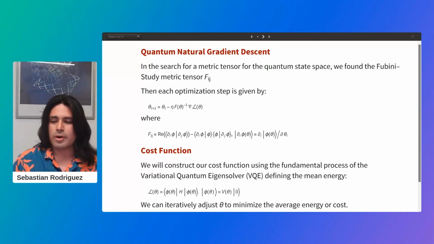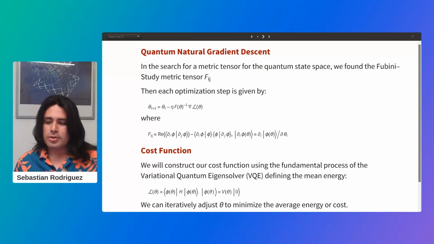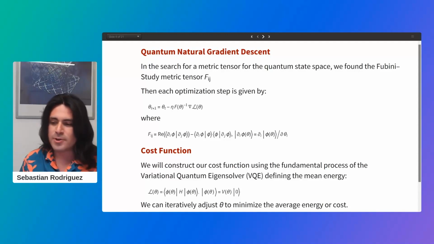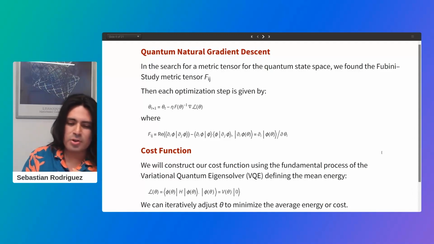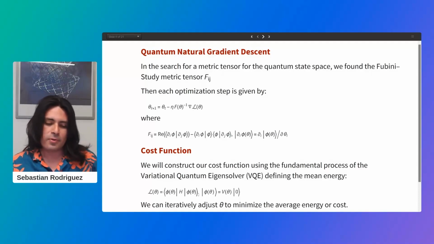So now that we understand why we're using the quantum natural gradient descent, we can talk about the cost function that we are going to build now. In this case, we will define our cost function using the fundamental process of the variational quantum eigensolver, which, given an ansatz circuit, generates a variational state that we use to implement our cost function as a mean energy or mean value, as we can see here in the equation. The idea behind this is to repeatedly adjust the parameters theta such that we minimize this cost function.